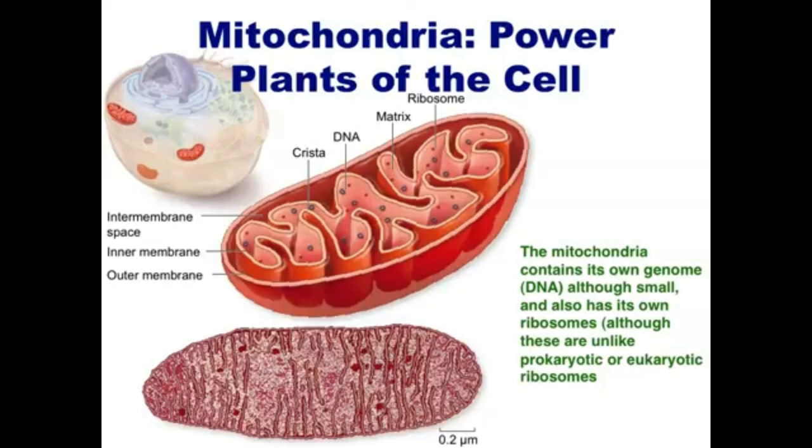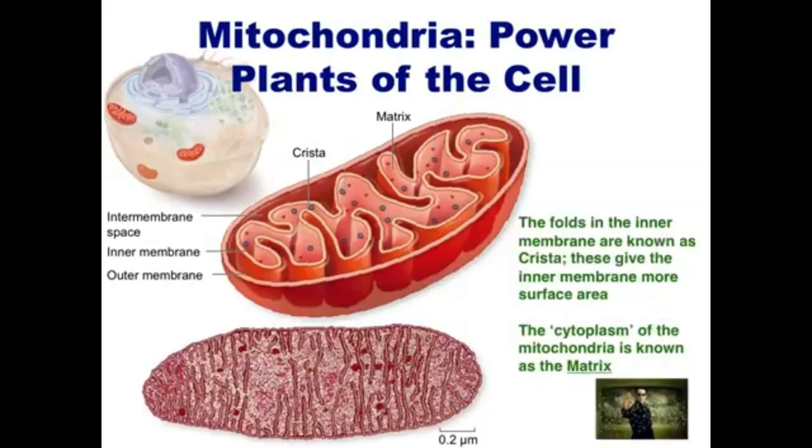Inside the matrix, the mitochondria has some of its own DNA and ribosomes, which is thought to be left over from a time when mitochondria were free-living bacteria that were eventually incorporated into our own cells. The crista folds give the inner membrane greater surface area, which is important because the mitochondria actually generate energy by allowing ions to flow from the intermembrane space into the matrix.